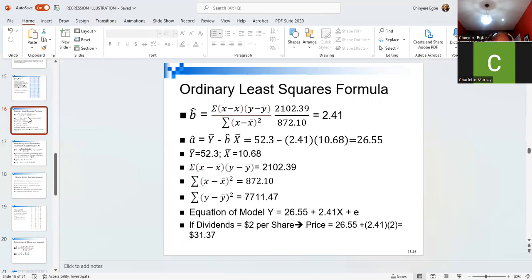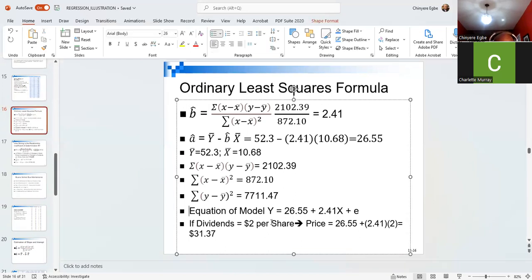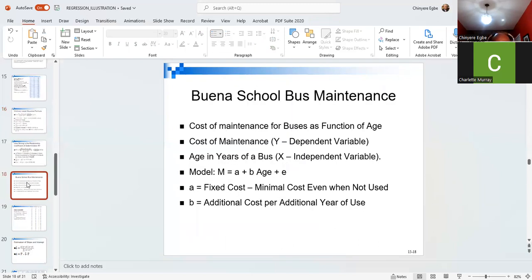But when a company pays dividends, for each dollar of dividend that a company pays, the average share will rise by $2.41. That's what this equation says. So this is the equation of the model, or the regression equation, after we make all these calculations. These are all illustrations of the different ways that we can use regression analysis.